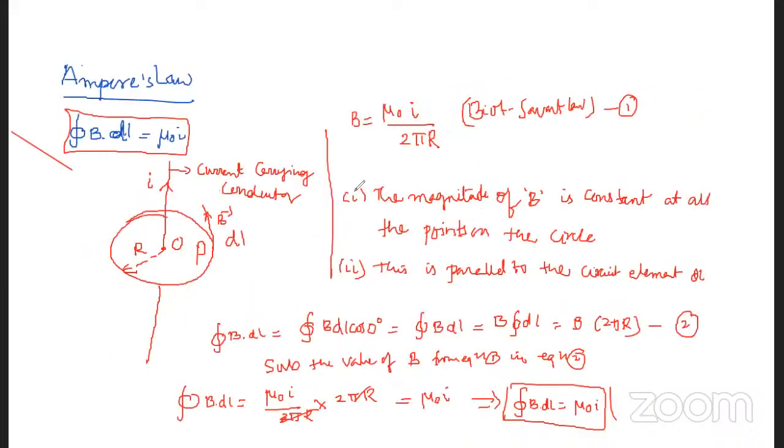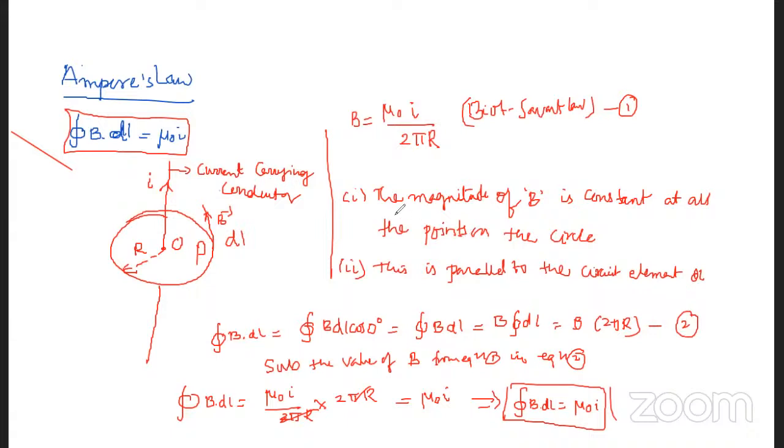Ampere's law is nothing but we have calculated the current on a circular path. We have taken a current carrying conductor I, which is normal to the surface. This is a closed surface here, which has a radius of r. From the Biot-Savart law, we have taken B is equal to mu naught I by 2 pi r. And two points we have to remember: the magnitude of B is constant at all points on the circle.